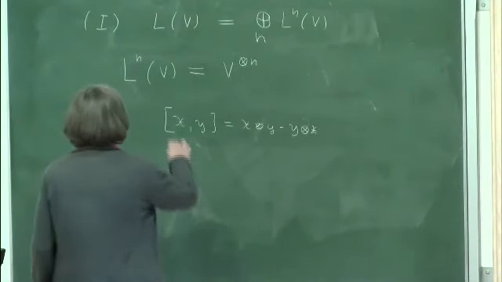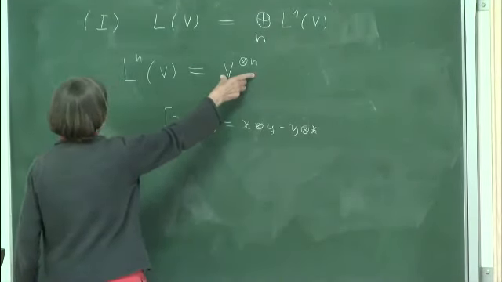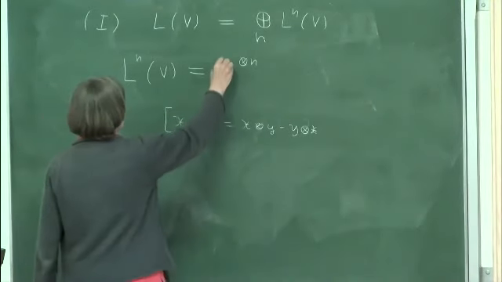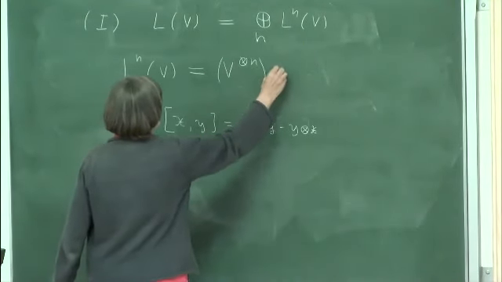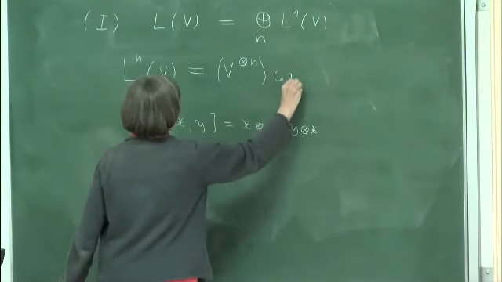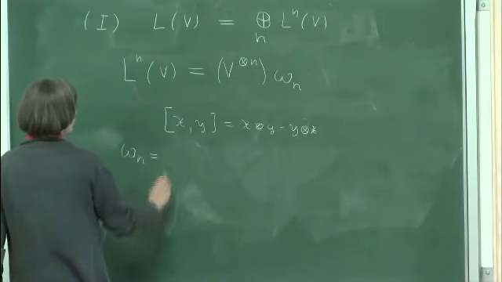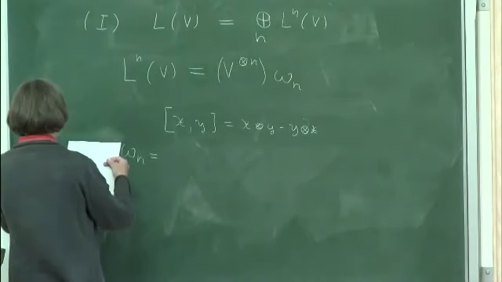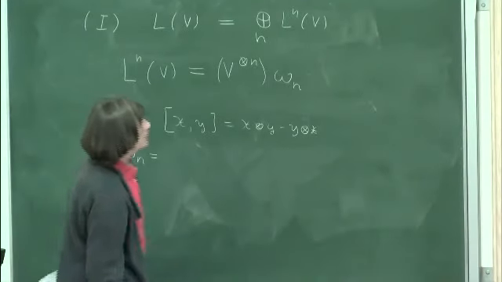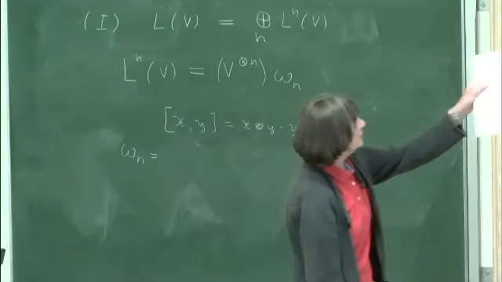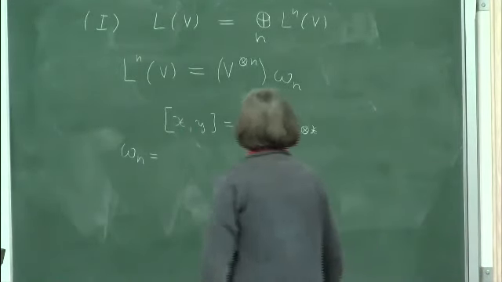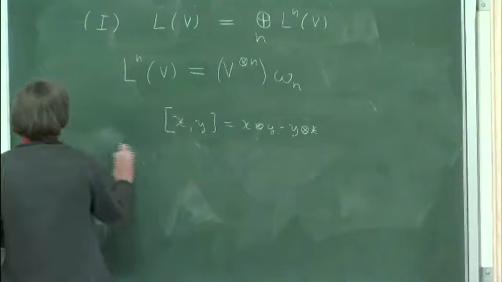So the homogeneous part is the part in the nth tensor power, and so you can explicitly write it down as that, and omega_n is some element in the group algebra of the symmetric group. I'm going to write this down. Have I written it down here? Yes, I've written it down there. And right, so how does this thing look?